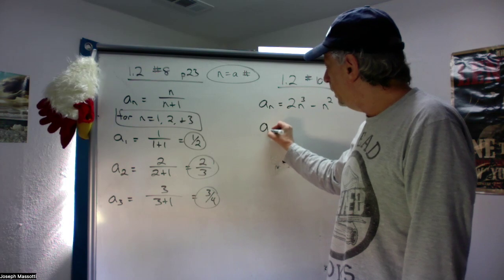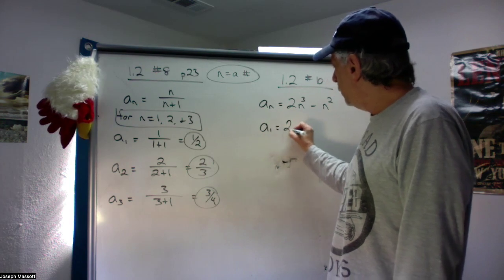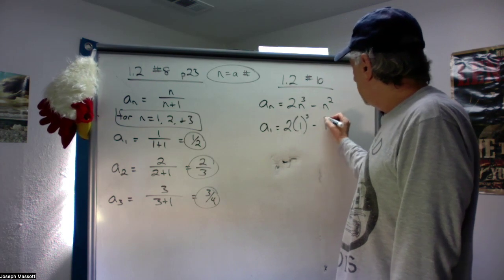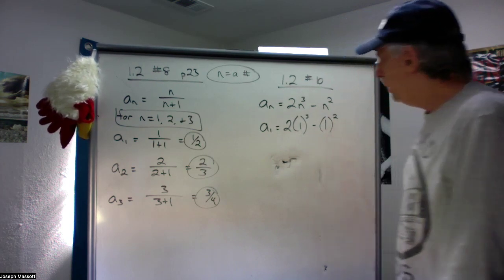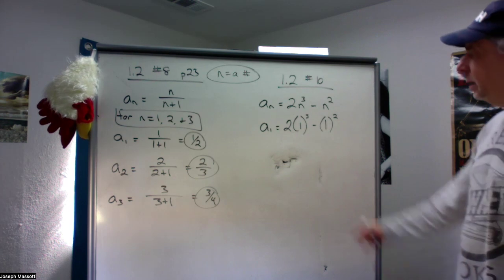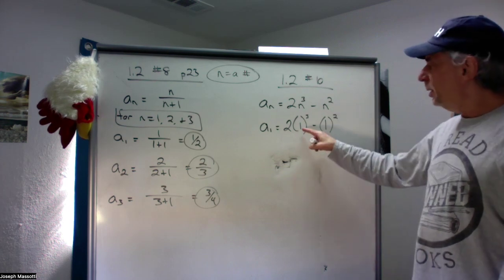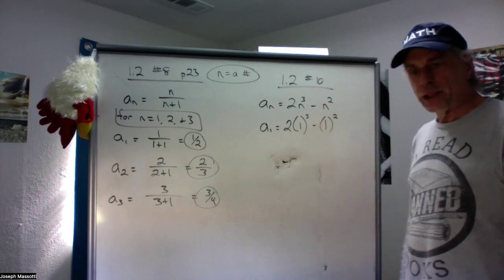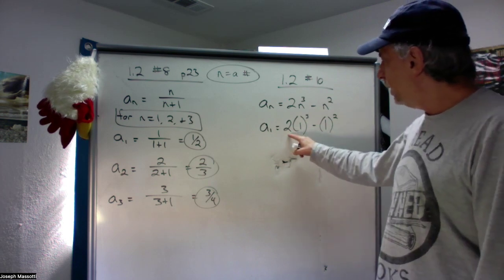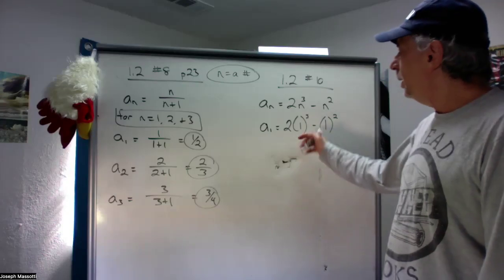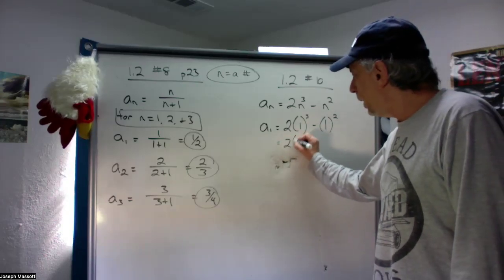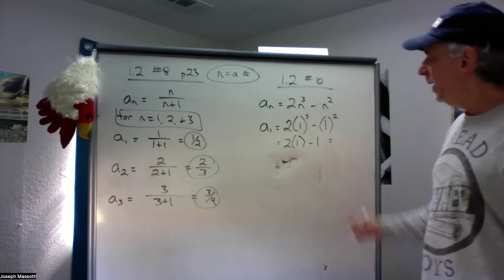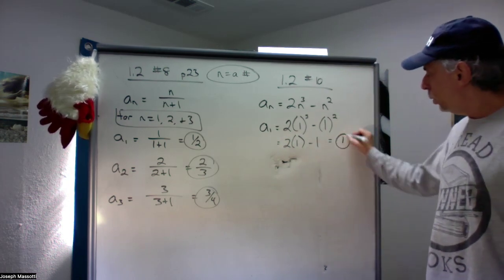We put 1 in here. You're putting a 1 everywhere you see an n. And then you're evaluating that expression. Remember your order of operations: exponents before multiplication, multiplication before subtraction. So here we're looking at 2 times 1 cubed, which gives us 2 times 1. 1 squared is 1, so we get 2 minus 1, or 1.